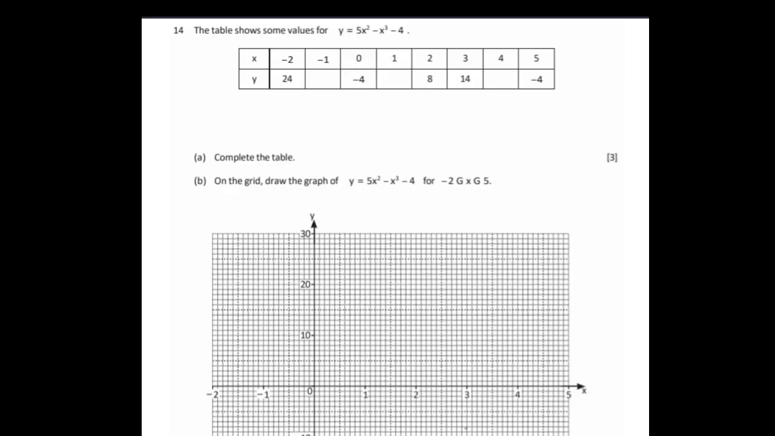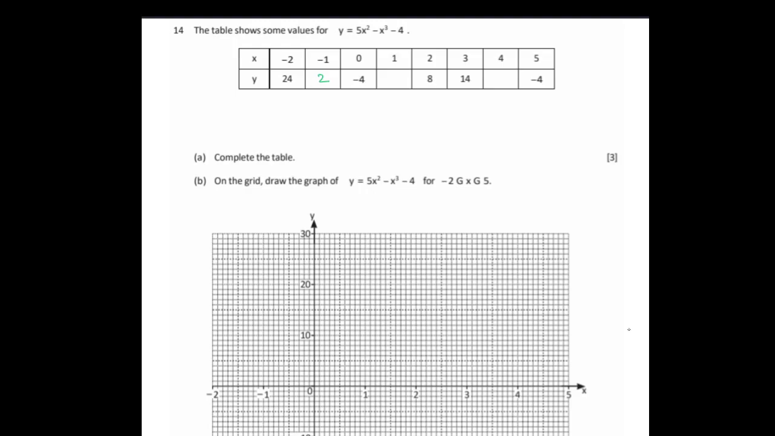Take this expression 5x square, so 5 into negative 1. Negative 1 square, sorry, first is square, then minus again negative 1 cube, because it is x cube, then minus 4. We got 2 for this.